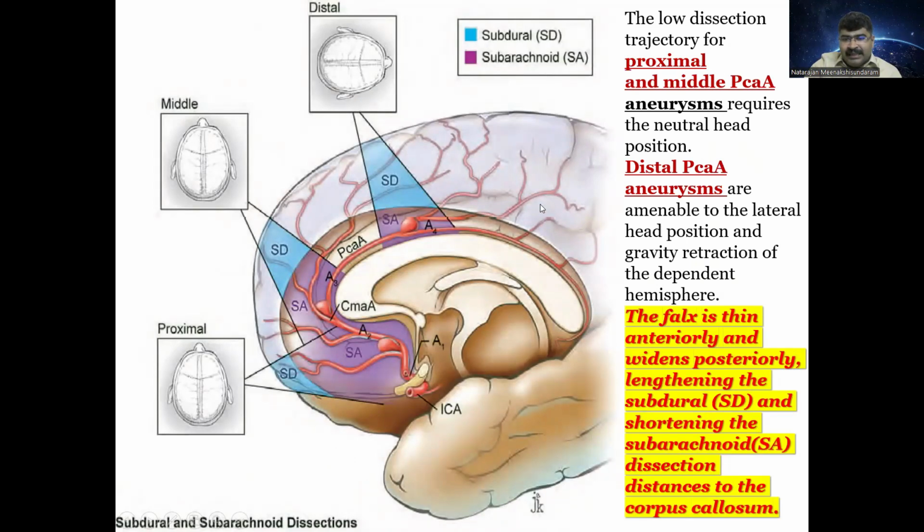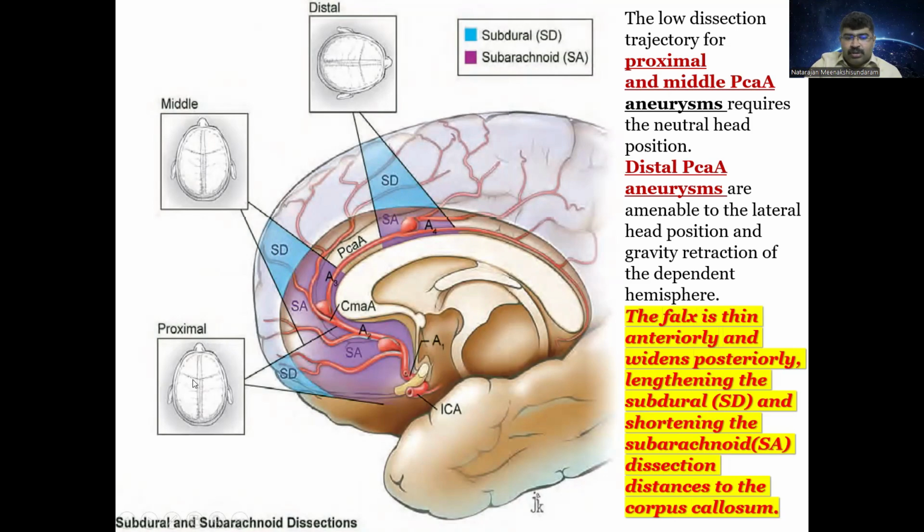So when the thickness increases, the length of the subdural dissection will be more when you extend from anterior to posterior. Vice versa, the length of the subarachnoid dissection will be less when you extend from anterior to posterior. This is mainly because of the thickness of the falx cerebri. So we divide the anterior cerebral artery aneurysms, or the pericallosal artery aneurysms, into proximal, middle, and distal.